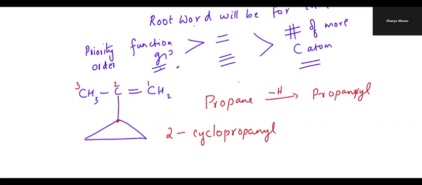What is the root word here? 1, 2, 3 carbon atoms, so prop. The double bond is at the first position. Prop-1-ene. Okay.